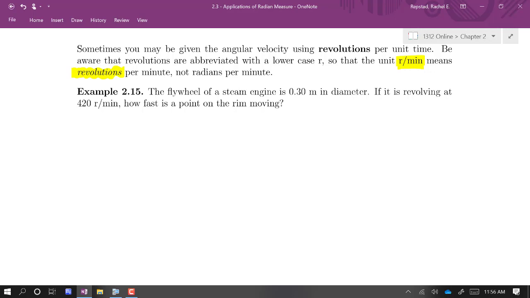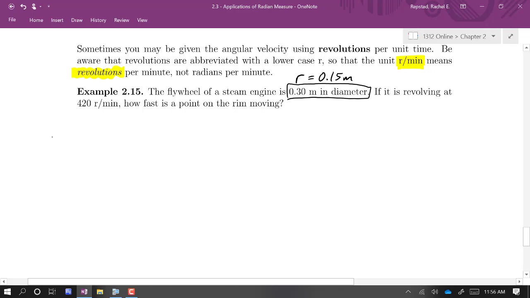In example 215, they tell us that the flywheel of a steam engine is 0.3 meters in diameter, and it's revolving at 420 revolutions per minute. And we want to know how fast a point on the rim is moving. So they're asking us for linear velocity. First things first, we'll just know that they gave us the diameter here and not the radius, so we're going to cut that in half. So the radius is 0.15 meters.